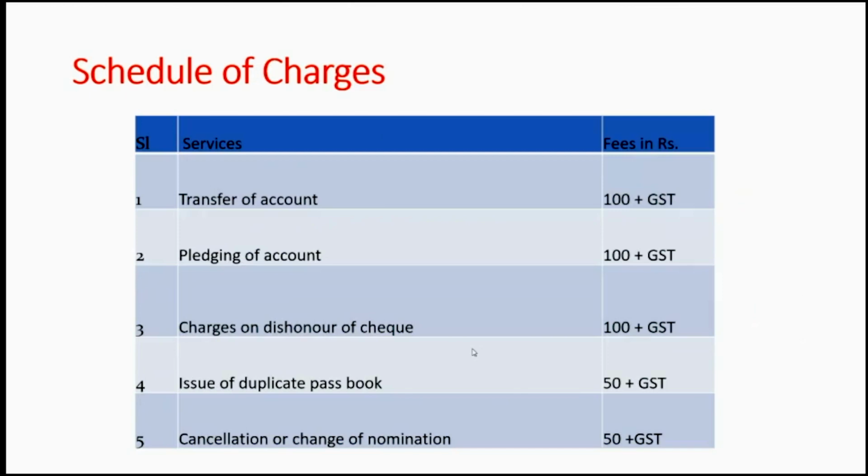And the fee for issue of a duplicate passbook, in case of any loss of passbook, one can apply for the duplicate passbook, and the fee for the same is rupees 50 plus GST. Not only for the issue of duplicate passbook, the fee for cancellation or any change of nomination is also rupees 50 plus GST. Now, as per this GSPR, cancellation is not allowed since nomination is made compulsory, but one can change the nomination with a charge of 50 plus GST. So for issue of duplicate passbook and change of nomination, it is rupees 50 plus GST.